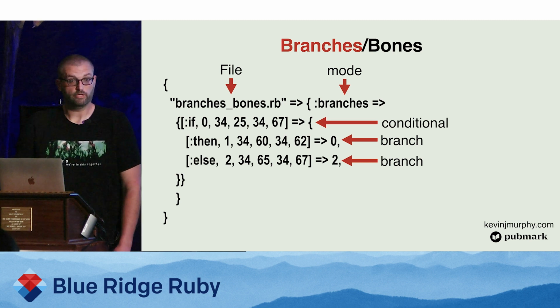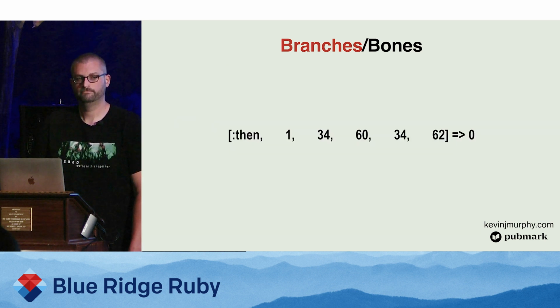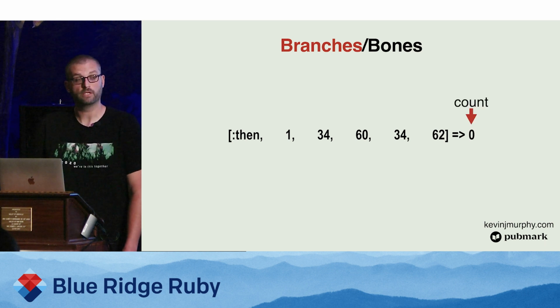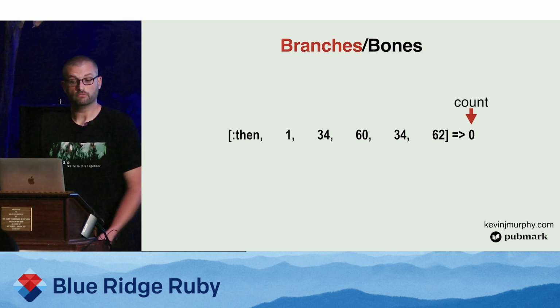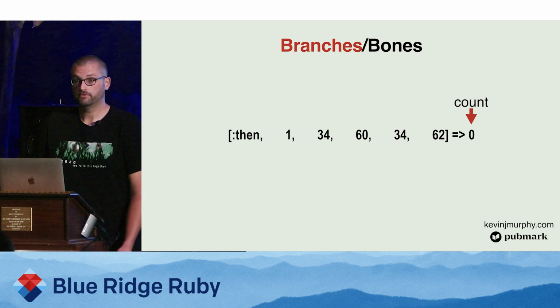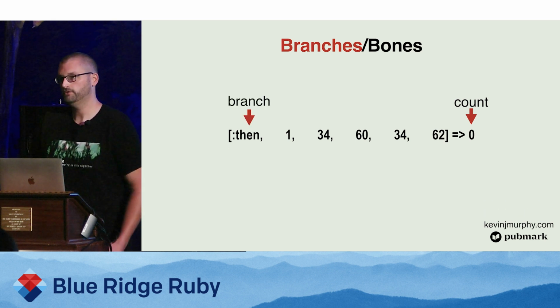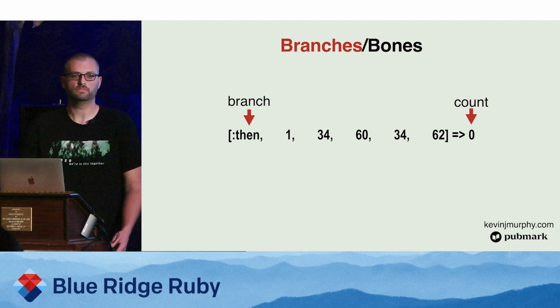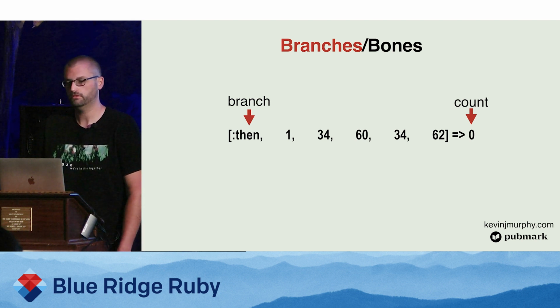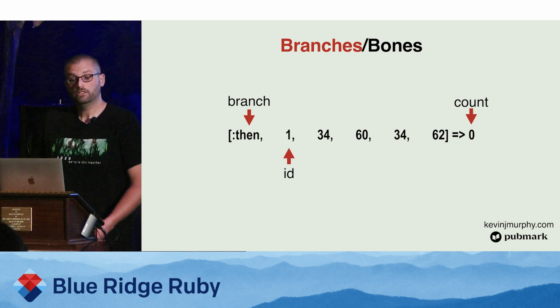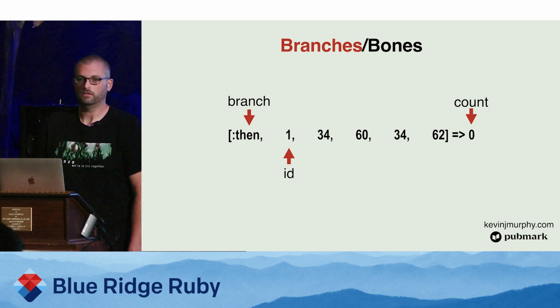So let's look at one of these branches and describe all of the data in here. You may have guessed already that the value on the right-hand side is the count for the number of times this branch in this conditional was run while coverage is running. And now going left to right through the keys, this first symbol identifies the type of branch. This is the first part of an if-else statement denoted with the then keyword, even though we don't typically use the then keyword when writing an if statement. This first number is an identifier. All branches and conditionals get an auto-incrementing unique identifier in branches mode. I don't know why, but they do.